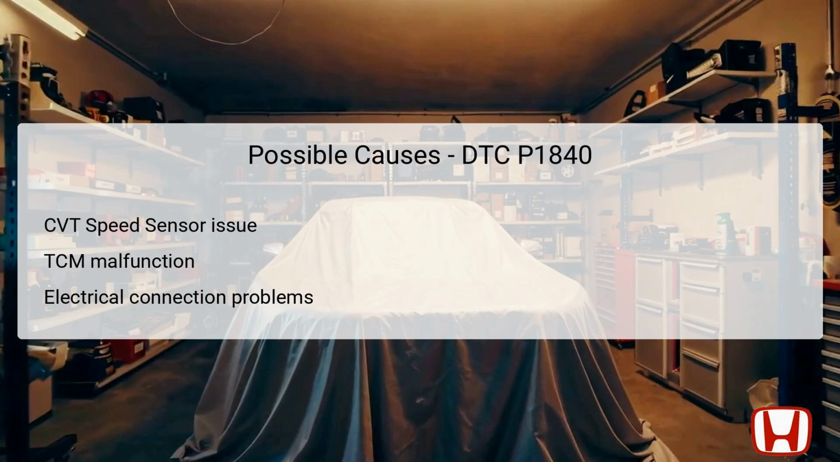Secondly, the TCM might also be experiencing malfunctions, affecting how it interprets the signals from the sensor. Both components depend on quality electrical connections. Hence, issues such as a corroded connector or a broken wire can disrupt the communication pathway and trigger this DTC. Additionally, external factors like environmental wear or battery voltage fluctuations might also contribute to the abnormal performance of the sensor or TCM. Each potential cause must be carefully considered during the diagnostic process.